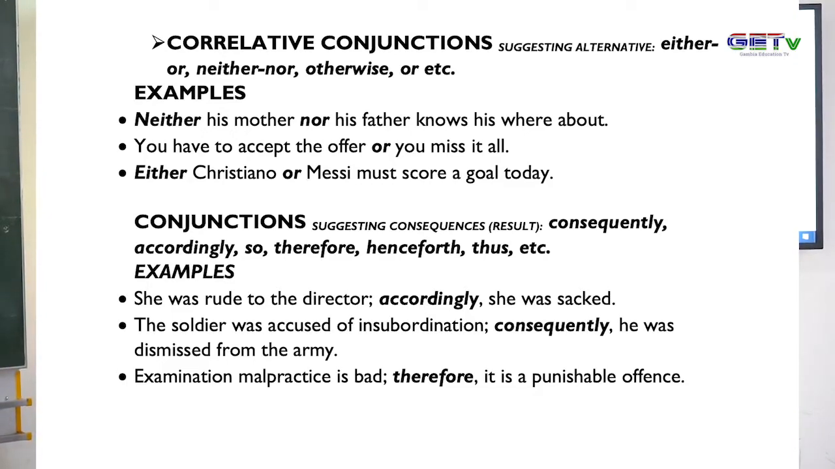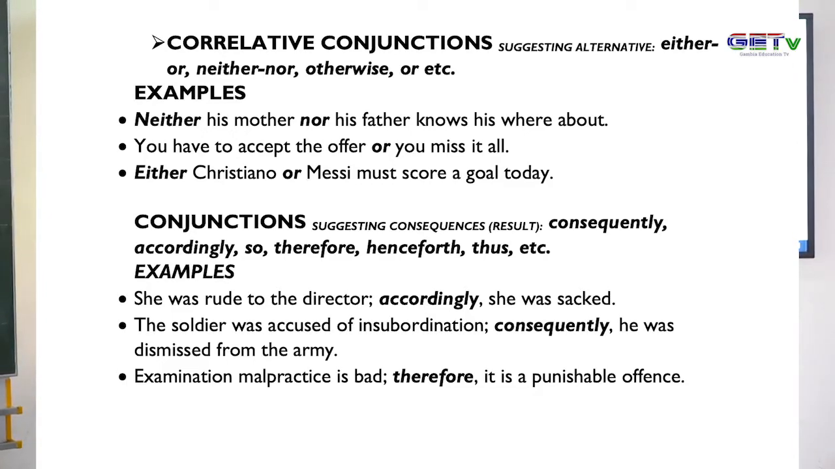2, the soldier was accused of insubordination. Consequently, he was dismissed from the army. By looking at this, we have two statements there, and here consequently is acting as a link between the two. It's connecting the two. 3, examination malpractice is bad. Therefore, it is a punishable offense. So when you look at this, we have two sentences, and the therefore is acting as a link between the two.